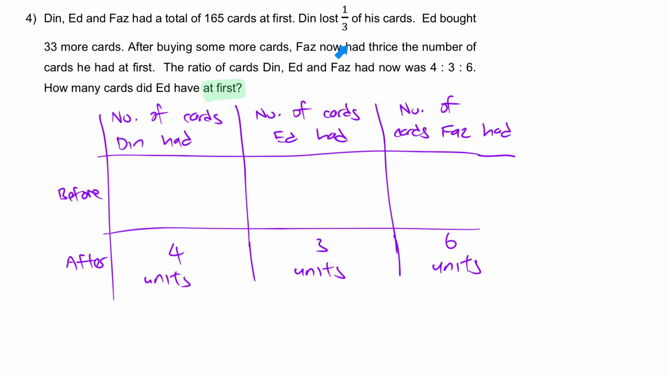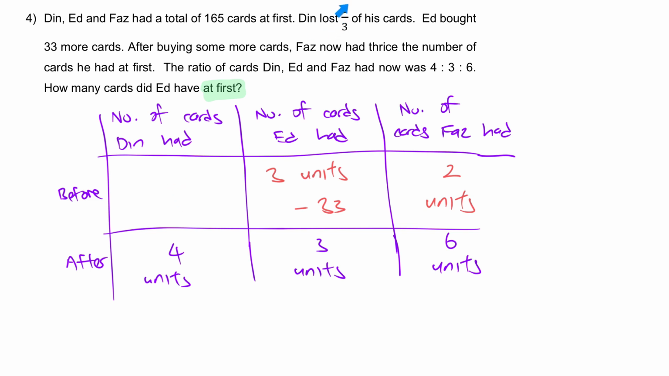At the end, Fuzz now had thrice the number of cards he had at first. So if this is after you had thrice, what is the one before? You must divide by 3, isn't it, to get 2 units. Okay, next, we're going to target Ed. Ed bought 33 more cards. So from here, you're going to remove the 33 cards. So it's 3 units minus 33.